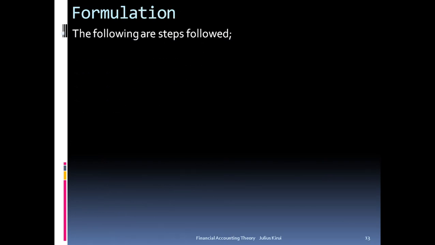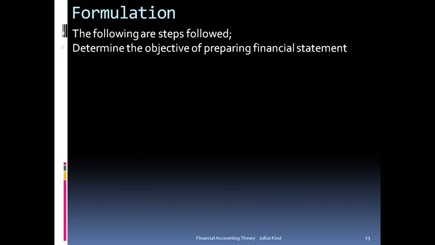The following are the steps to be followed in the determination of the normative, using the normative approach or deductive approach. Number one, determine the objective of preparing financial statements. The number one thing you need to do is identify your objectives. What are your objectives? In other words, the theories that will help guide you. Number two, state the assumptions or postulates made. So you need to give the assumption. What will be your assumption? What will be your driving force?